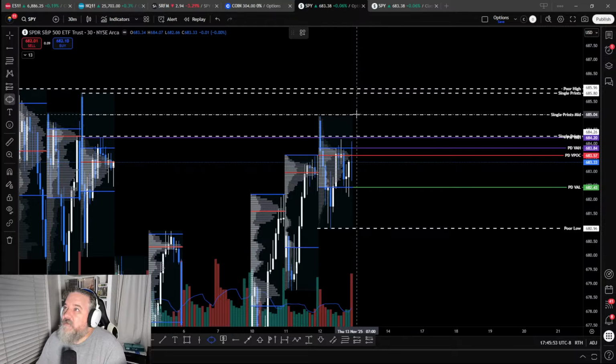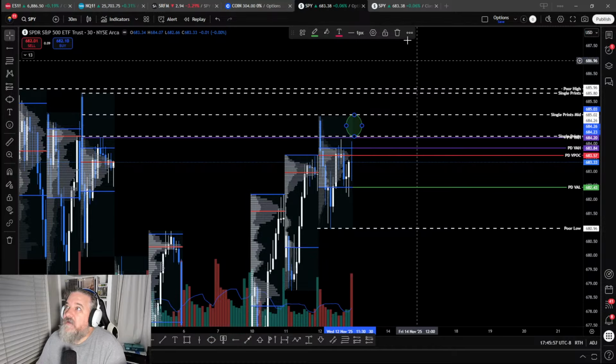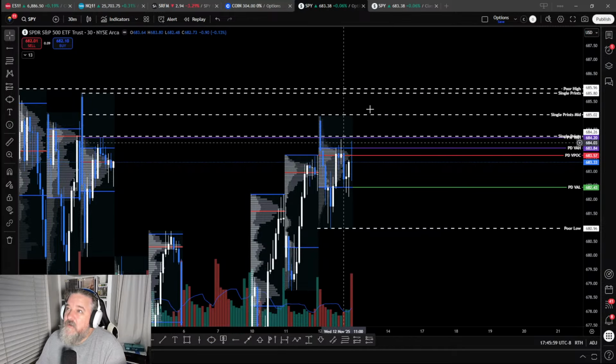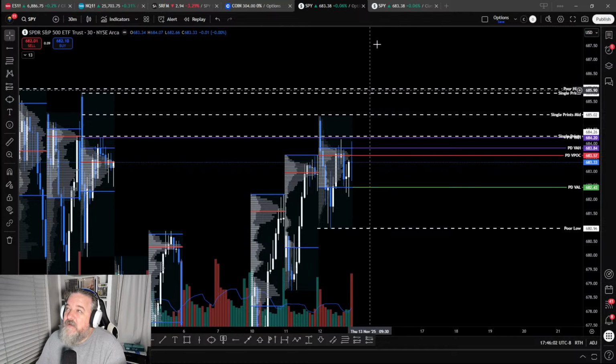I think on normal days we would be looking for puts in this range. However, I think tomorrow that's not going to be the case. We're going to be looking for them to break through this and turn it into support, to go higher.